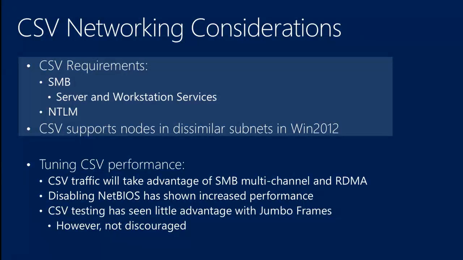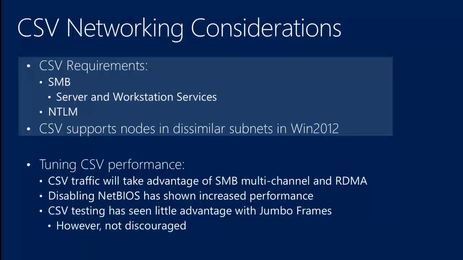The other thing is that CSV also has dependencies on NTLM. NTLM v2 is fine. So if you've got group policies in place that enforce NTLM v2, that's fine. But CSV has dependencies on NTLM, so don't go disabling NTLM. And now in 2012, CSV also supports nodes which live in dissimilar subnets. We didn't support that in v1 with 2008 R2, but we now support it in 2012.